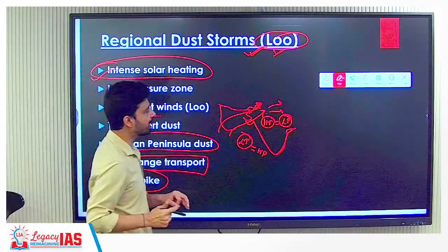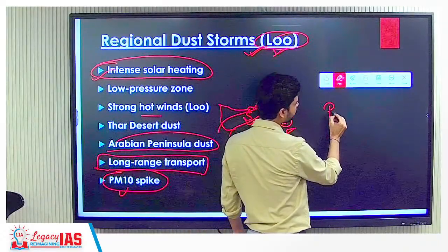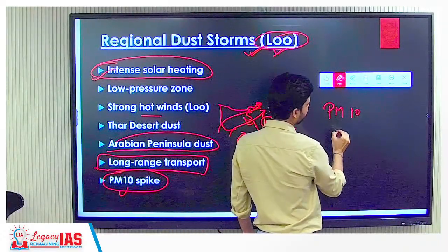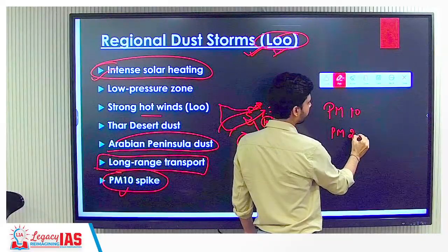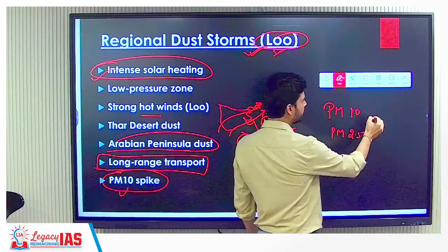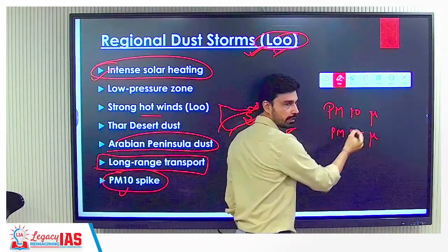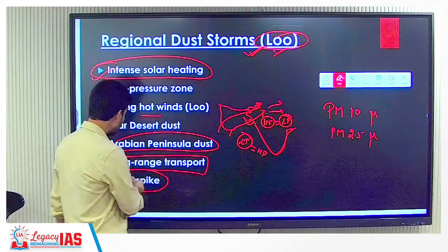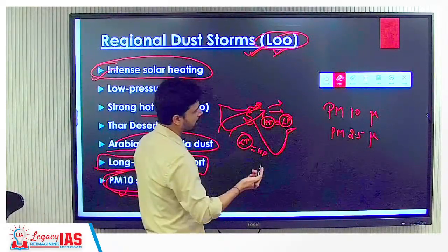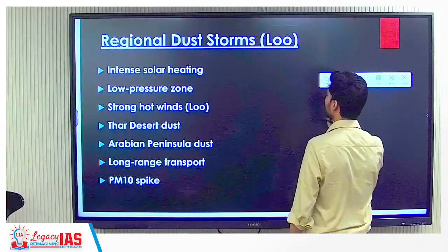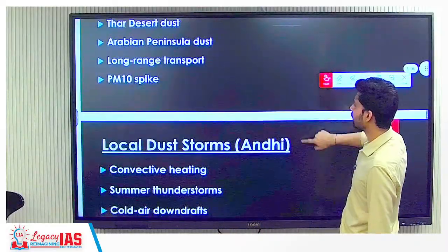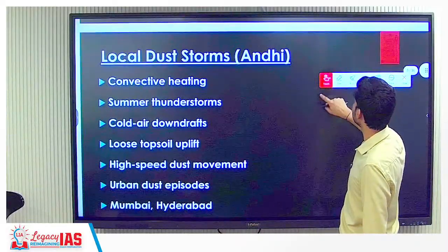We have discussed that in atmospheric composition. Two types of particles you have, PM10, and what else? PM2.5. This is based on size, in micrometers. So the sand particles picked up by these loo winds are PM10. They also pose a challenge to the respiratory system, right? Lung related disorders and all that you will see.